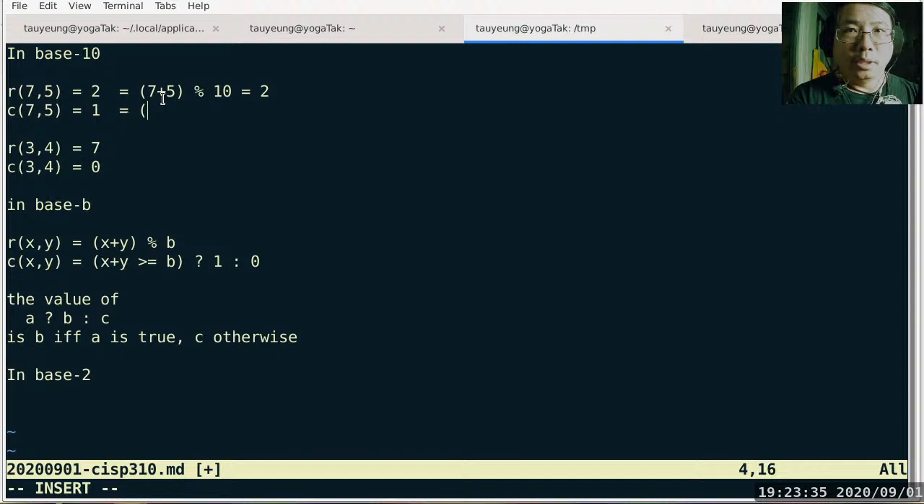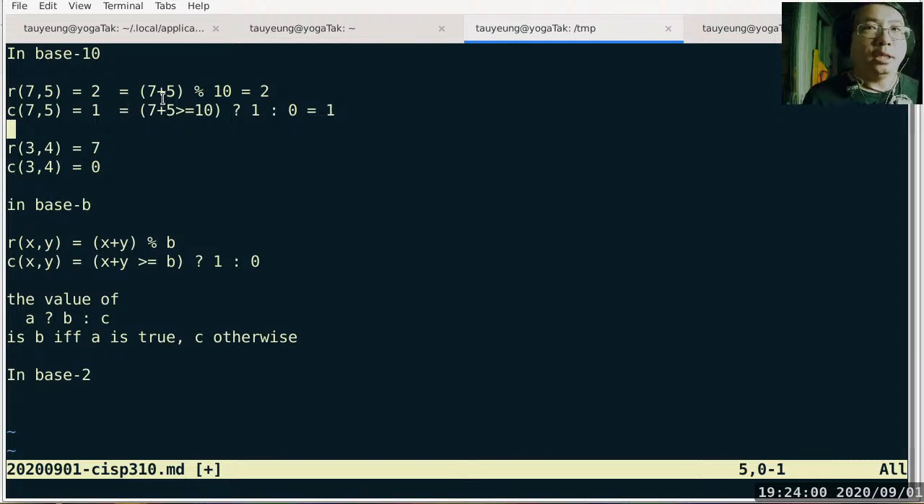Let's look at the carry. 7 plus 5 is greater than or equal to 10, question mark 1, colon 0. So 7 plus 5 is 12. 12 is greater than or equal to 10, and as a result, 1 is the value of the entire ternary expression. So it does work out in base 10. So are we good so far? How we applied the abstract version of R and C with base B back to the examples that we have talked about in base 10. So are we good with that? Okay, so we're good. Excellent. Thank you for the feedback.